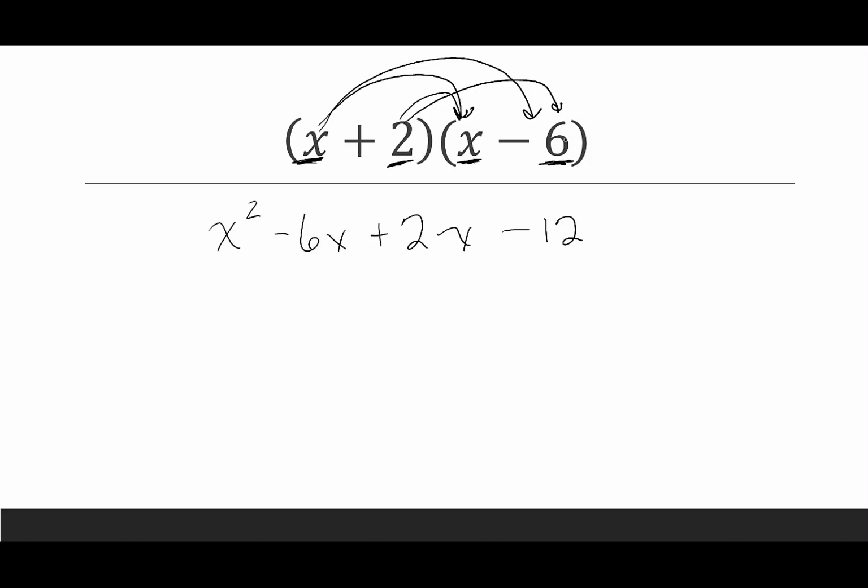After you've distributed everything, you want to look back and see if there's any way you can simplify your result. Notice I have a negative 6x and a positive 2x, so I can put those two together. I'm going to keep the x squared. Negative 6 plus 2 is a minus 4x, and then I have minus 12.